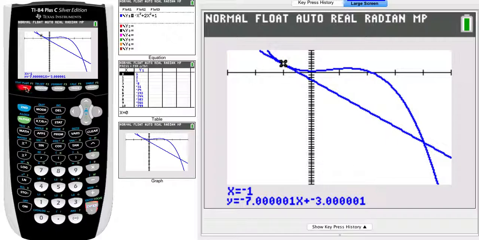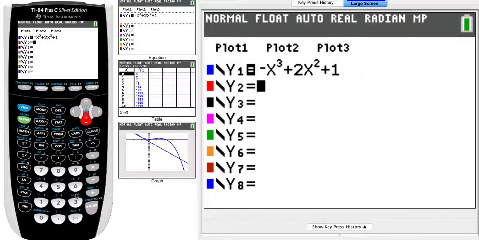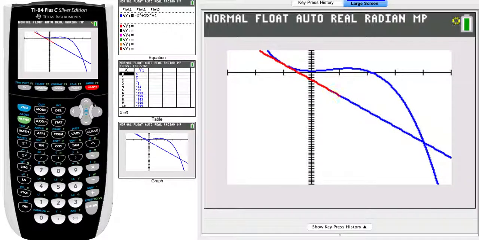I'm going to go back to my y equals. I'm going to input that function. So negative 7x minus 3. And I'm going to go back to graph and I'm going to draw that. I'll know I've done the right thing as it appears now in red because I'm actually drawing that function.